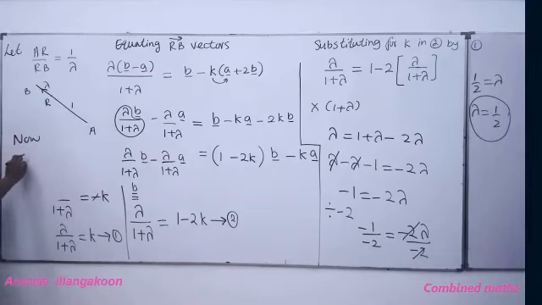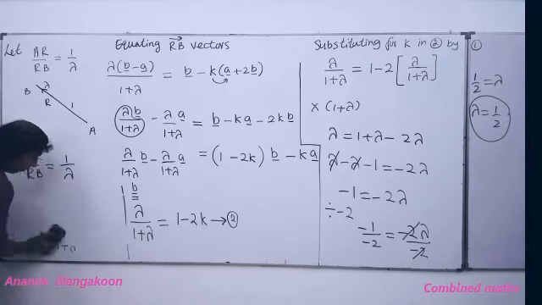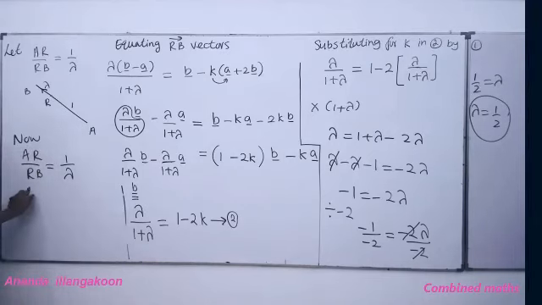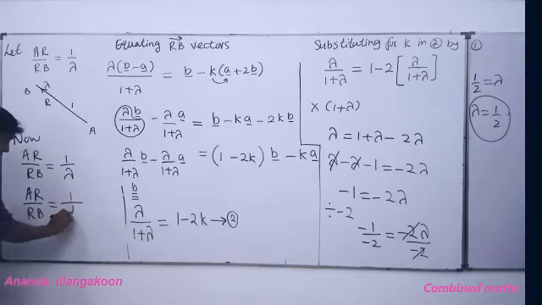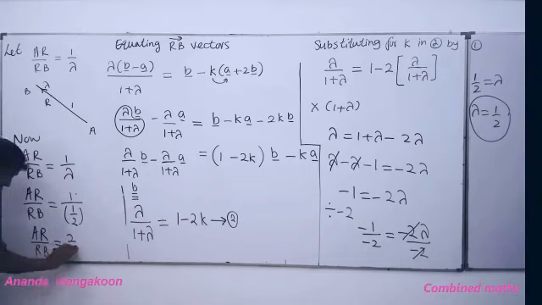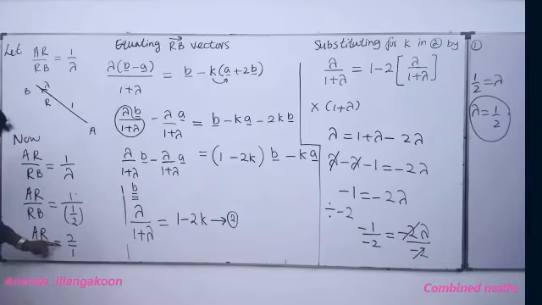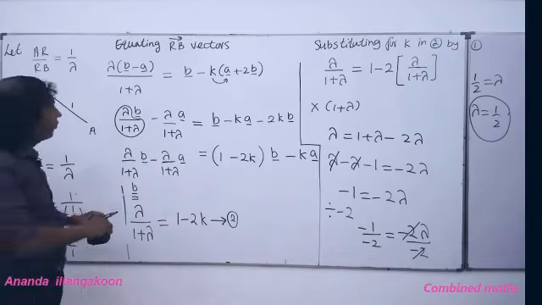Now, AR divided by RB is equal to 1 upon lambda. People, what is lambda? Lambda is half, no? Put that in, lambda is half. This is how we write. Suppose this lambda is half, this 2 goes to here. AR divided by RB is 2 by 1.